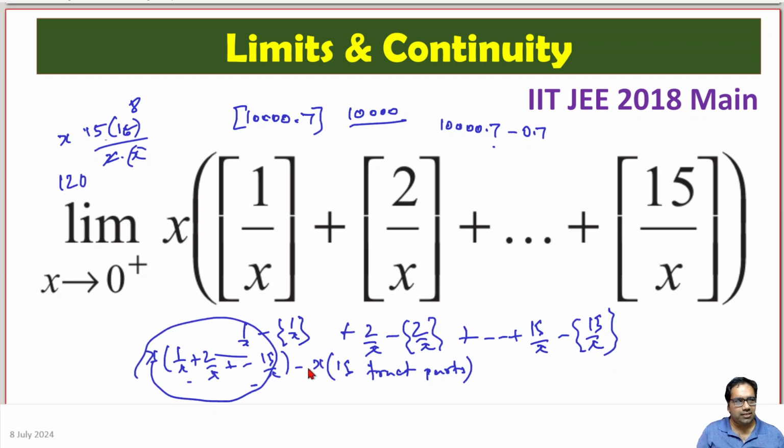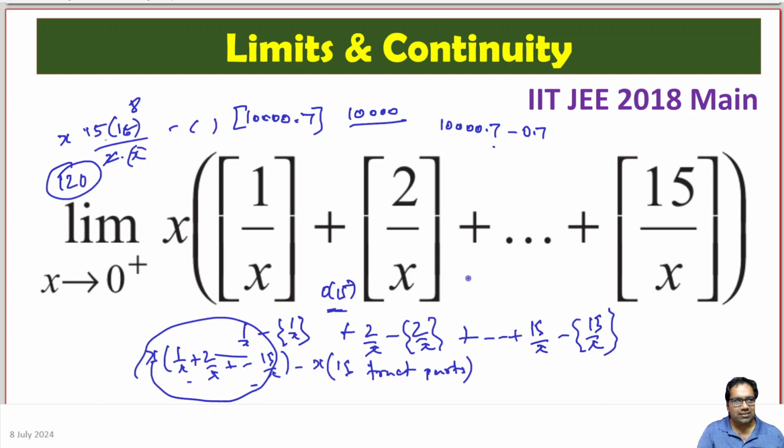Minus x, which is anyway 0, since x is close to 0. So 0 minus 15 small fractional parts. These fractional parts are also very small numbers, 0.1, 0.7, whatever. So basically we are talking about 0 times some 15 decimal ones. So this obviously should be close to 0, so this minus term is again close to 0. So 120 is the correct answer for this.